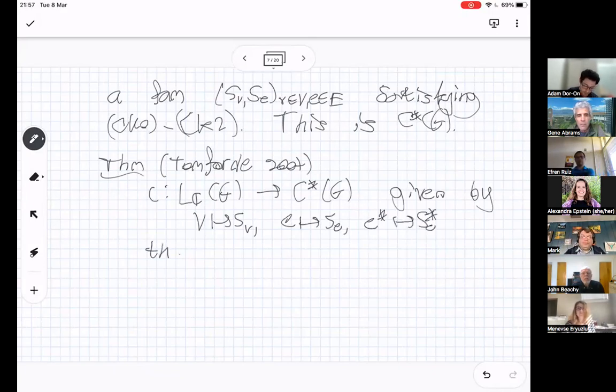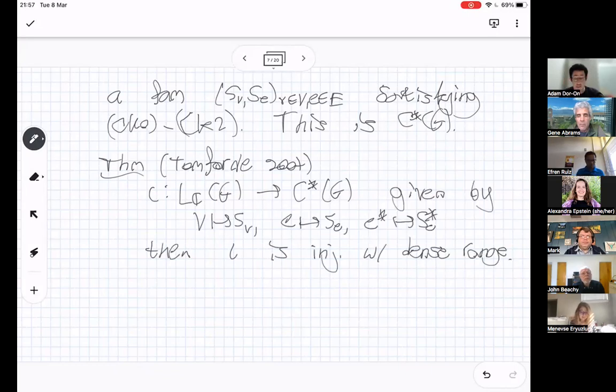Then iota is injective with dense range. Okay, so this is really a completion. The C-star algebra is a completion of this complex algebra. Okay, any questions so far?